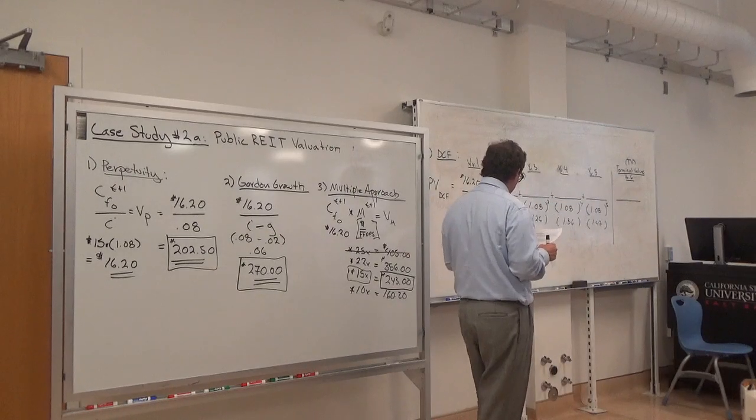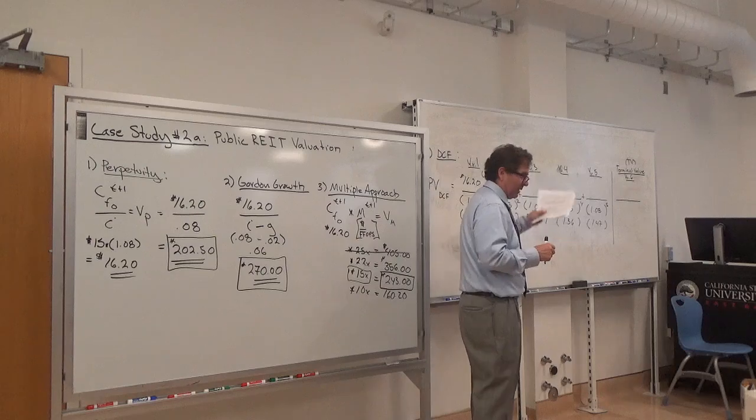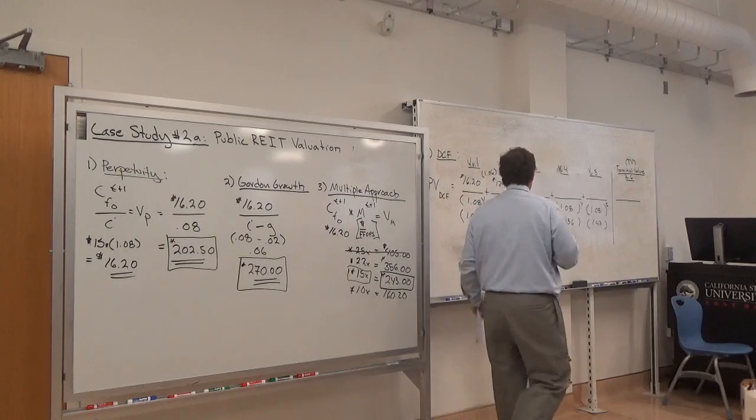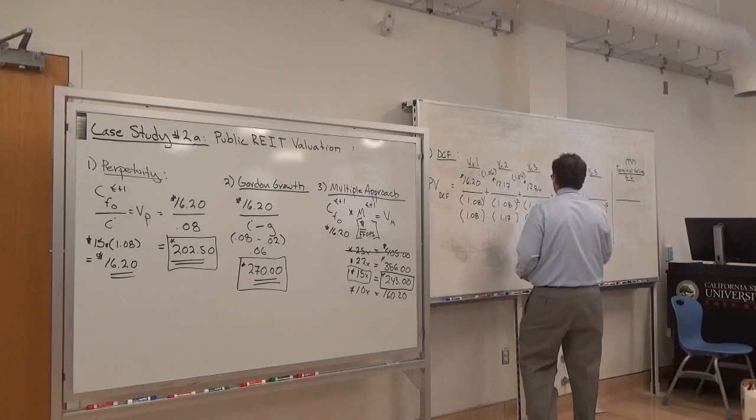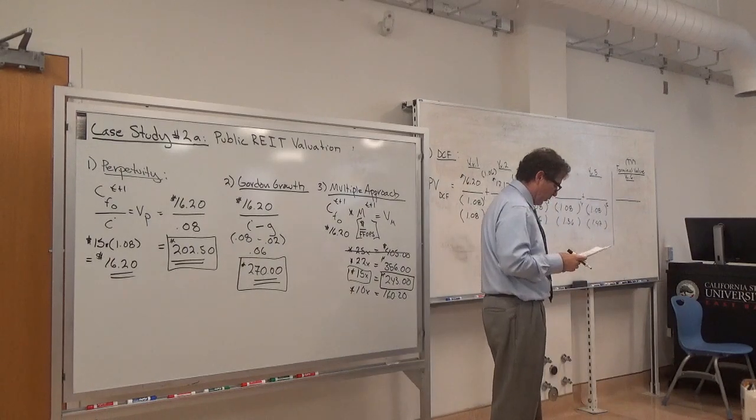All right, so 1717 times 1.04? What is it? 1786, got it. And then how do I get year 4?